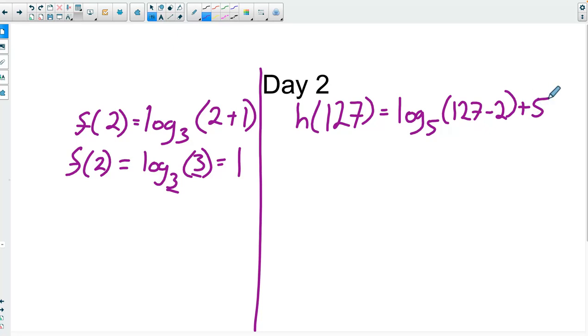What do you do first? Do you add numbers together or do an exponent first? So it's the same thing with the log. I do the log before I do any addition. So I'm going to deal with what's inside of my argument. So I get log base 5, I get 125 plus 5. 5 to what power is 125?